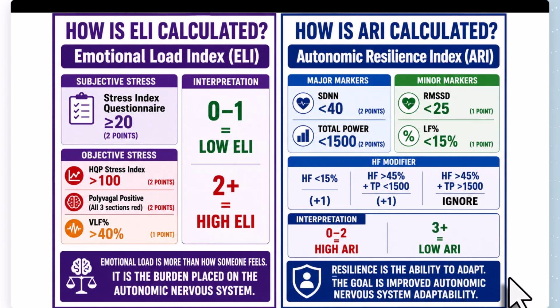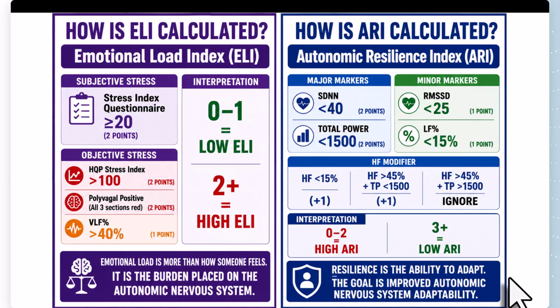Polyvagal positive. In that, it's on your nervous system screen. All three of those vertical lines in the polyvagal section have to all be in red for it to count. Okay, it can't be 2, can't be 1. All three show up in there, and that gets 2 points. VLF, if it's greater than 40, it gets 1 point. And so you can add that up.